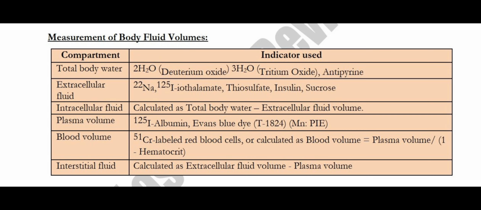Interstitial fluid. This is the fluid that surrounds your cells, but is outside of the blood vessels. How it's measured: it's calculated by subtracting the plasma volume from the extracellular fluid volume.